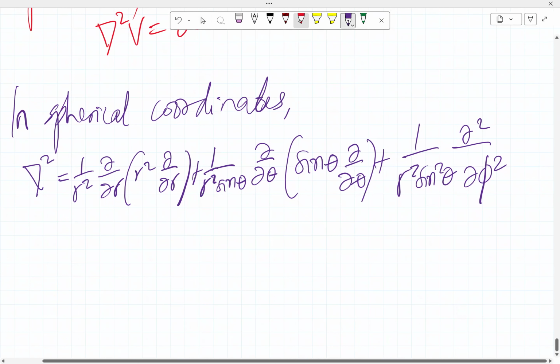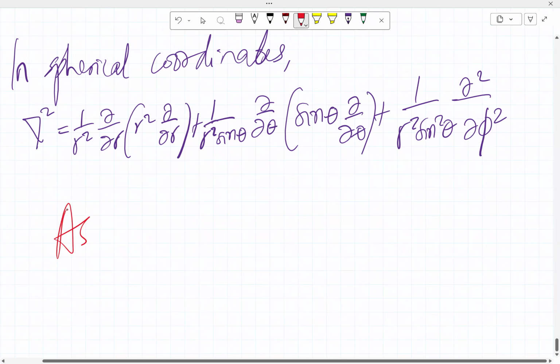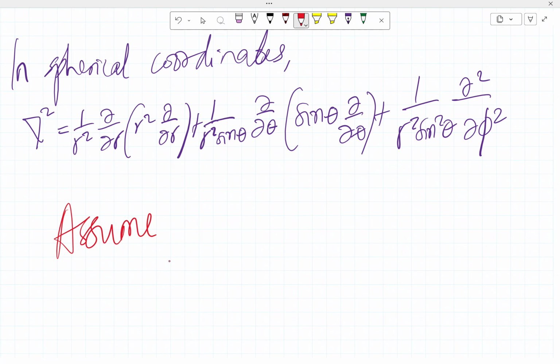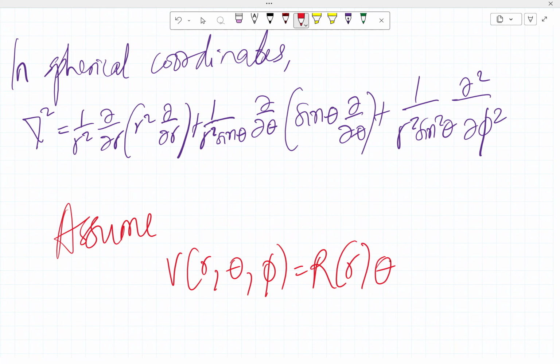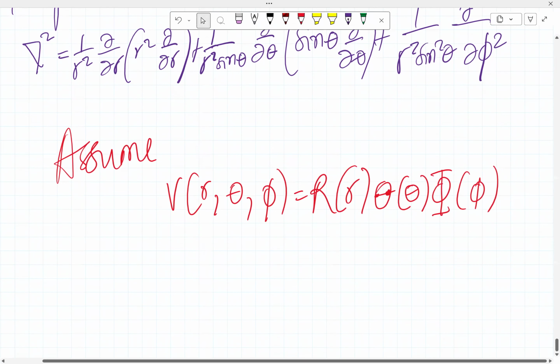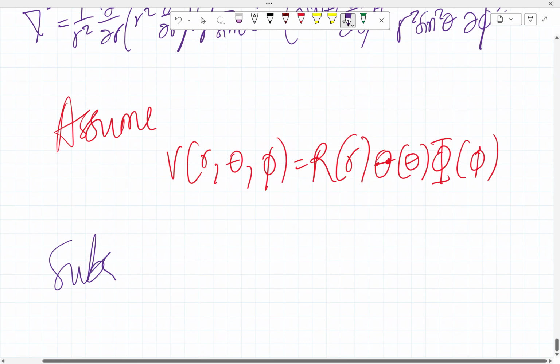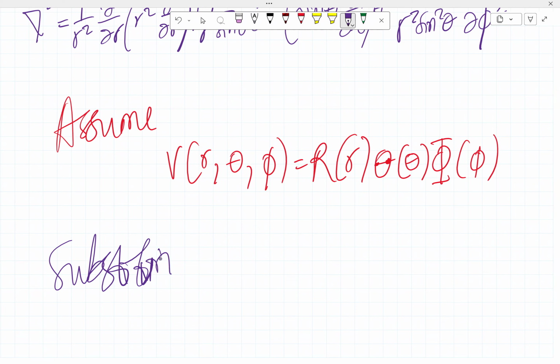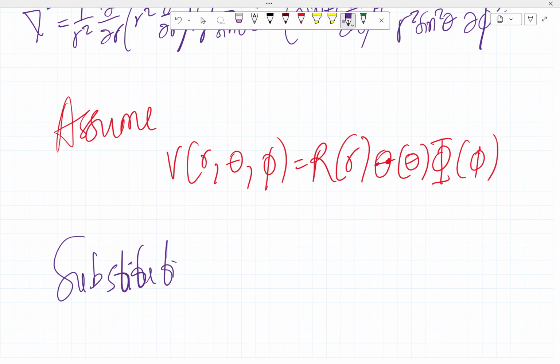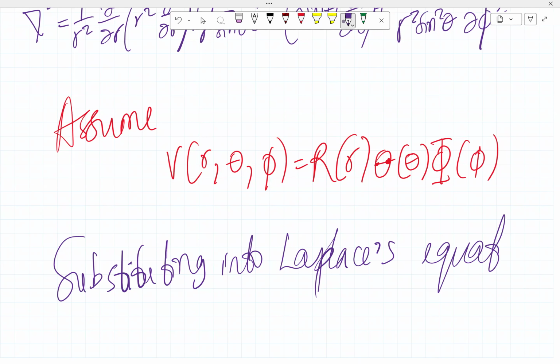So if we assume separation of variables, such that we have V as a function of r, theta, phi, which is big R of small r, big Theta of small theta, then big Phi of small phi, substituting into Laplace's equation. So substitute into Laplace's equation.